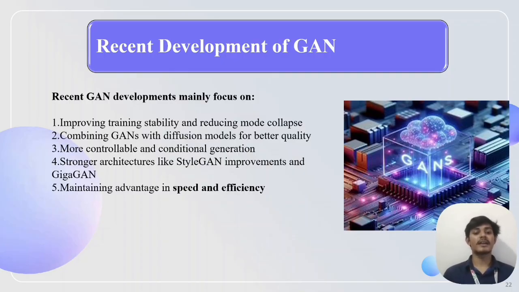Fourth, stronger architectures like StyleGAN improvements and GigaGAN. Those models produce high resolution and realistic images. Finally, maintaining advantage in speed and efficiency. GANs are still faster than any other generative model.